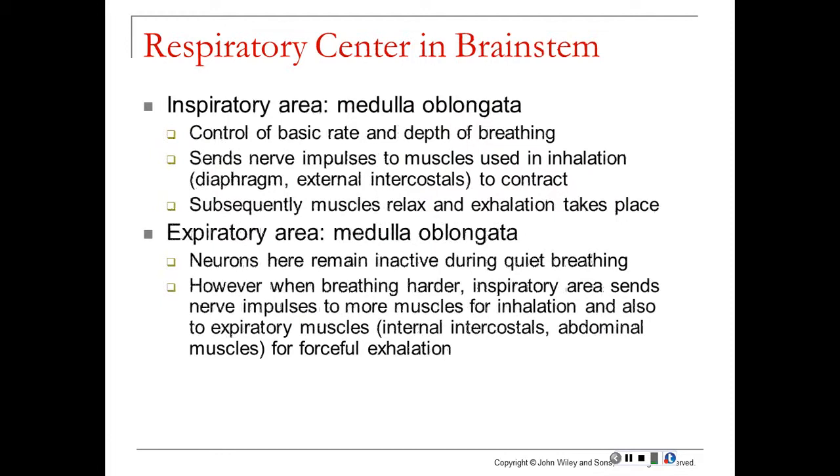So let's talk about the control of respiration. There's two main areas of our brain that are going to control respiration. The medulla oblongata is the major one, and the pons is another one. The inspiratory area of our brain is located in the medulla oblongata. This is going to control the rate and the depth of breathing.